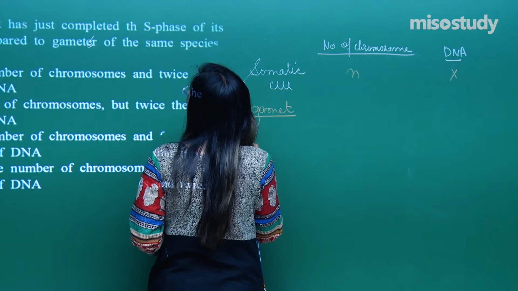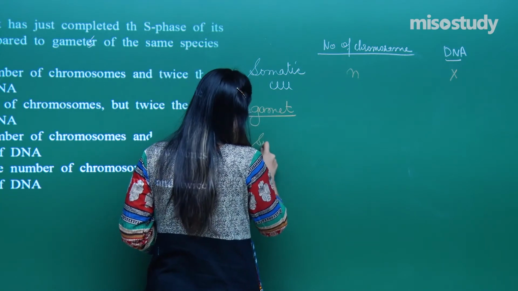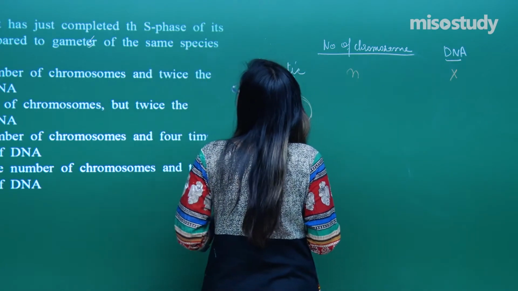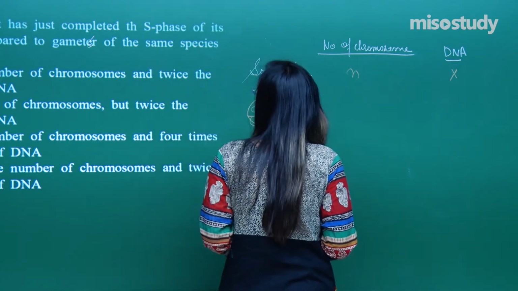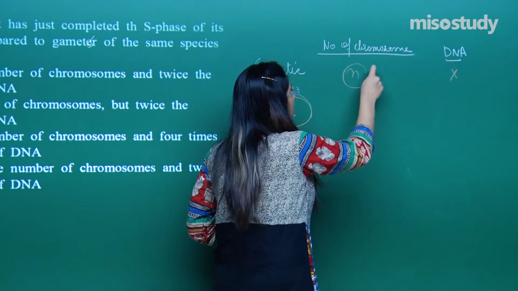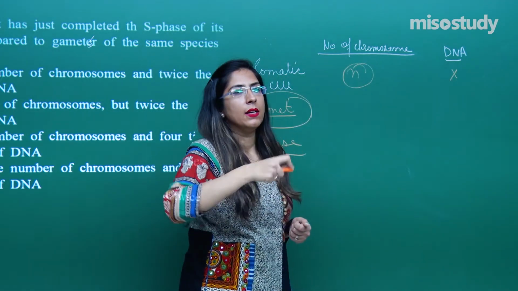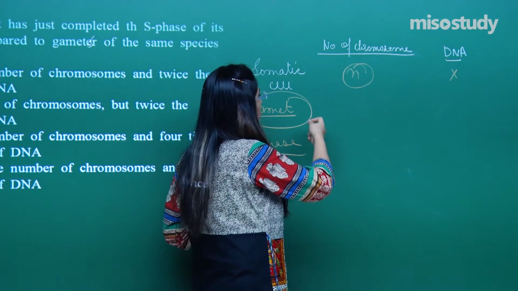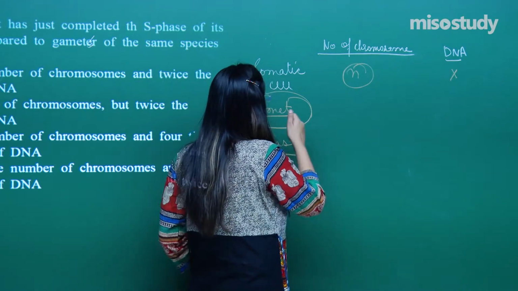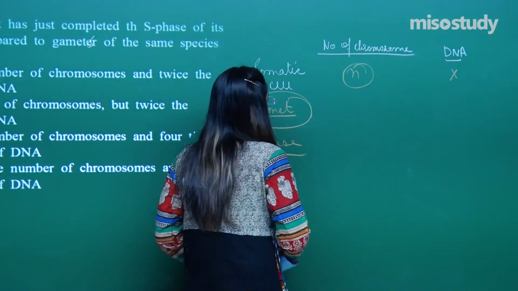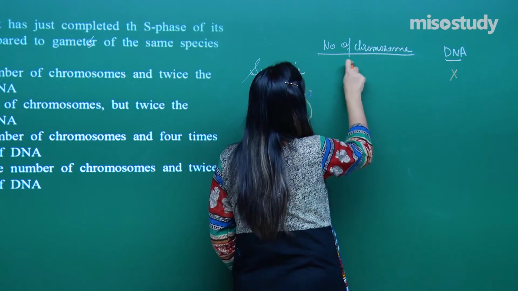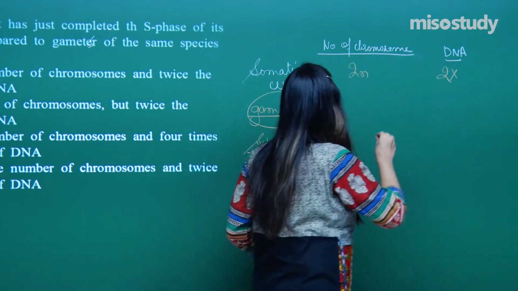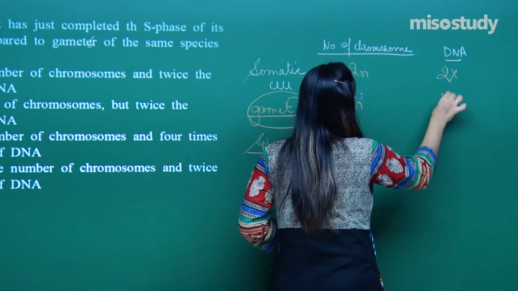the S phase. In the S phase, the synthesis has just completed, and as compared to the gamete, the same species will have the same number of chromosomes, but because the S phase has occurred, the DNA amount will be doubled. As somatic cells are there, the number of chromosomes in this case will be 2n, whereas in case of the DNA, that will be 2x. Whereas in case of the gametes, this will be n and this will be x.